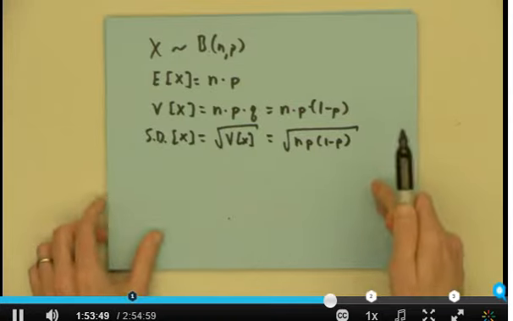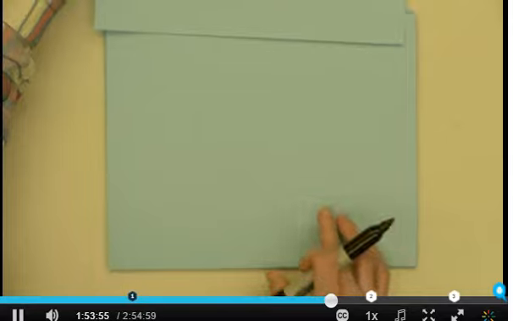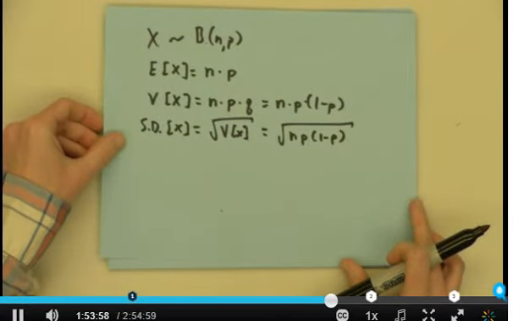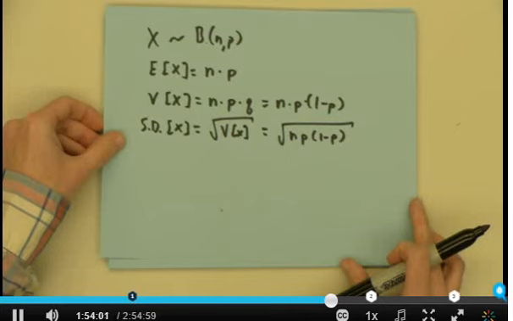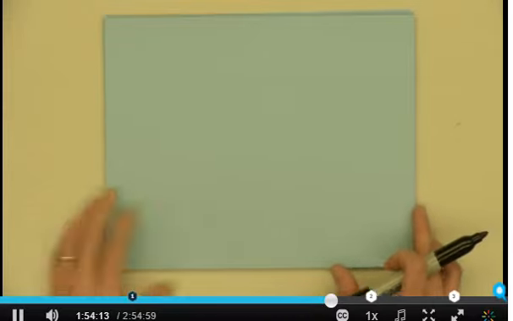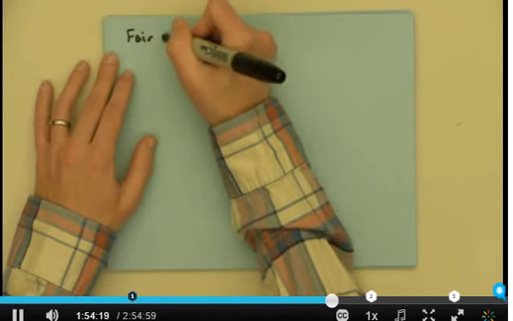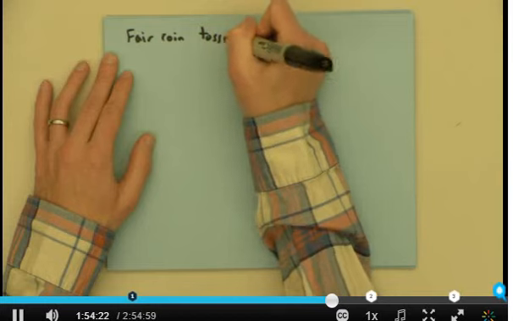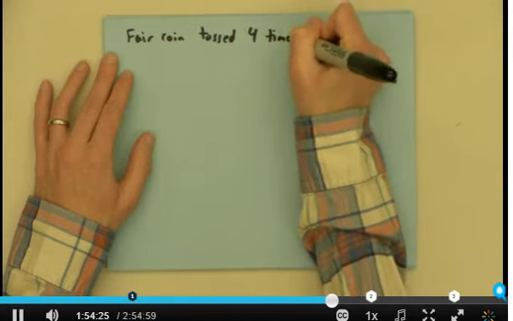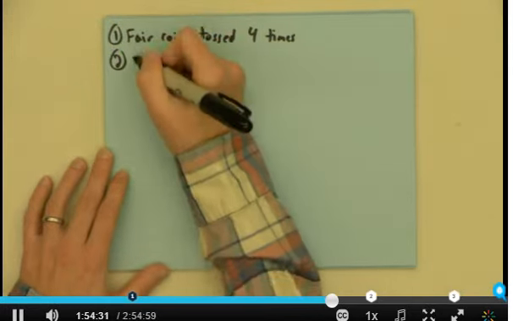So let's use these formulas for two very specific examples. I'm going to stick with my two favorites so far. Does everyone have a chance to write this down? I don't want to take it away until you have. All right. So the two specific examples that I'm going to have us do are 4 tosses of a fair coin. So a fair coin tossed 4 times. And the second is 100 free throws.